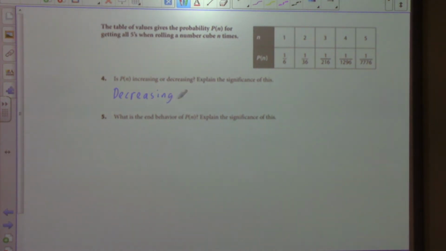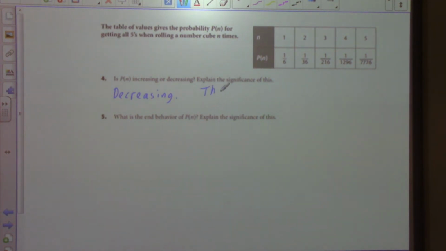And explain the significance of this. How do you say that in English? How do we translate that to English? The denominator gets bigger. Okay, the denominator gets bigger, and I was thinking of a different explanation, but that's a good one. So I'll go with Marcus's.